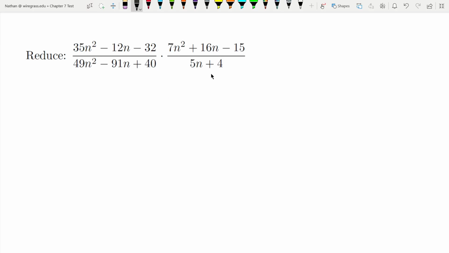All right, let's factor everything and see what we can cancel. From the top here, I got 35, 12, and 32. I don't think there's anything I can take out of all those terms. So I'm going to have to use the AC method on this.